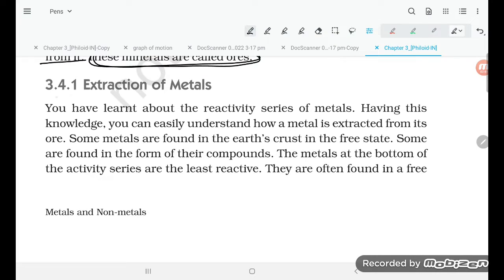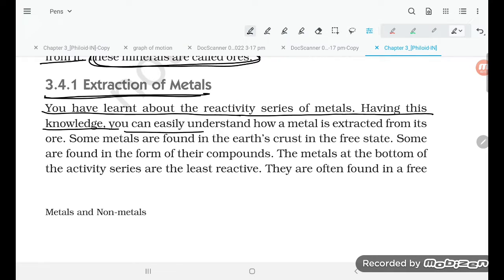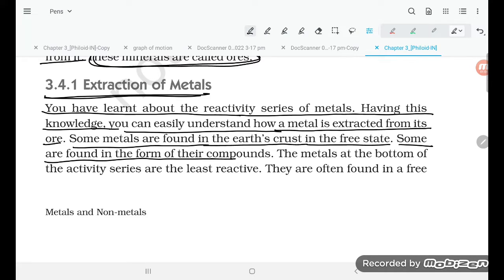Now let's go to the extraction of metals. You have learned about the reactivity series of metals. Having this knowledge, you can easily understand how a metal is extracted from its ore. Some metals are found in the earth's crust in the free state. Some are found in the form of their compounds.